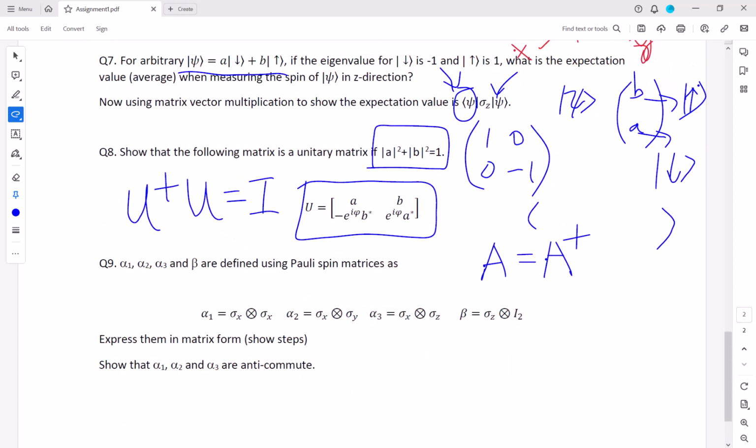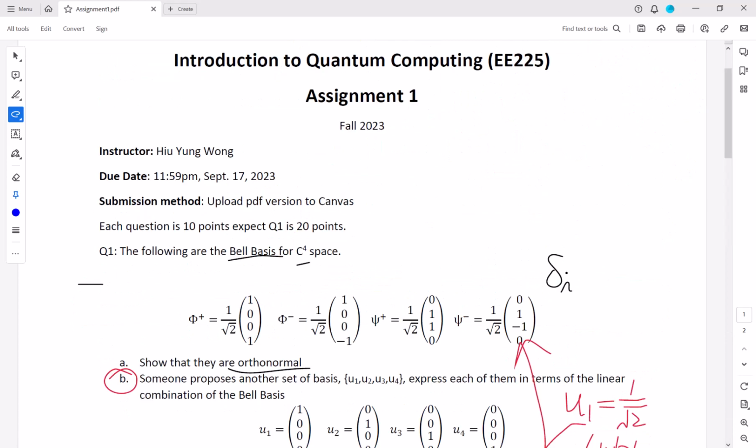Number 9 is, again, just to go through the matrix multiplication, okay? So we define a new matrix, which is a tensor product of this. We will learn the tensor product almost on Monday, so maybe that is almost the due day, right?